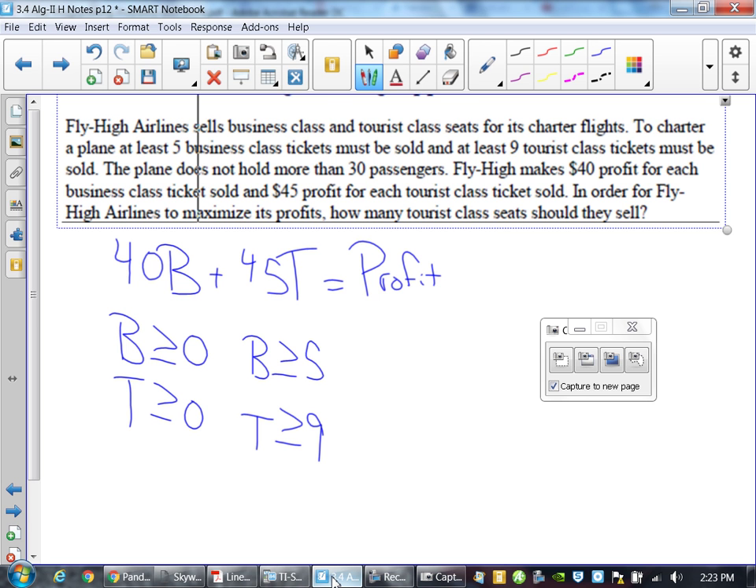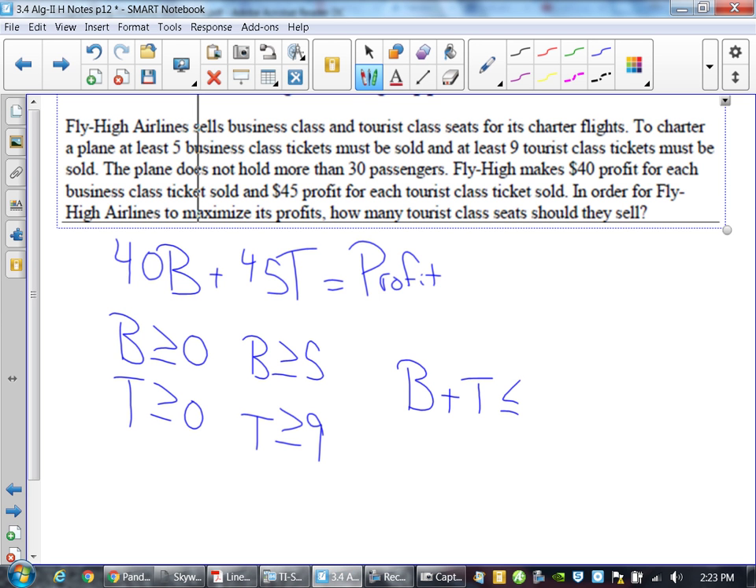How many seats does the plane hold? 30. So you add those two together, what does it have to be less than or equal to? 30, because the plane doesn't hold more than 30 people. So the combination of business and tourist seats, or tickets sold, has to be less than or equal to 30. So from there, you've got your constraints.